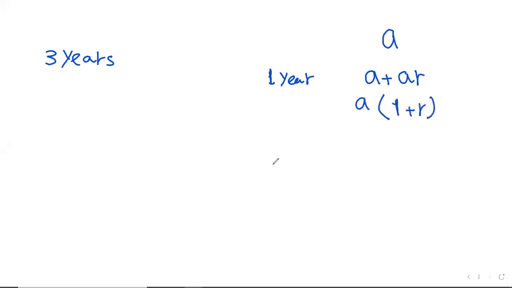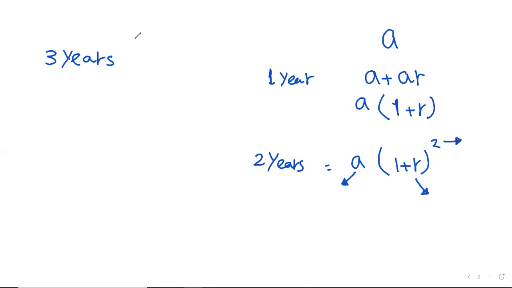Again, I said that the number of people in the city is A. So after 1 year, it's A plus A times R. So after 1 year, we can take A as a factor, then you have A multiplied by 1 plus R. And after 2 years, it's A multiplied by 1 plus R to the power of 2. What is A? A is the original number. And what is R? The rate of increasing. And what is 2? The number of years.